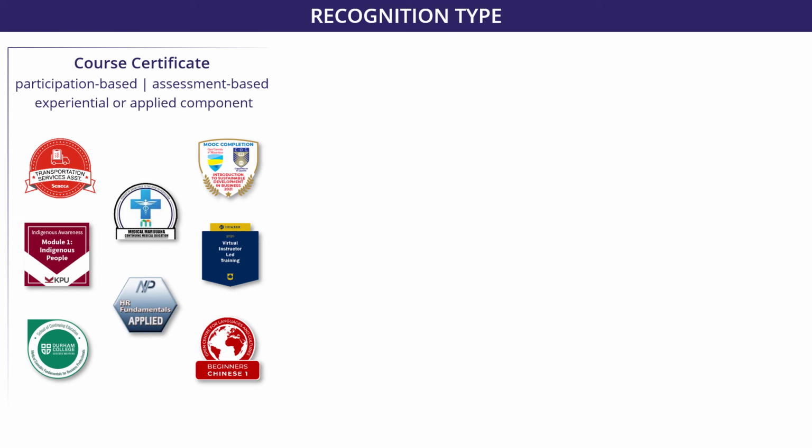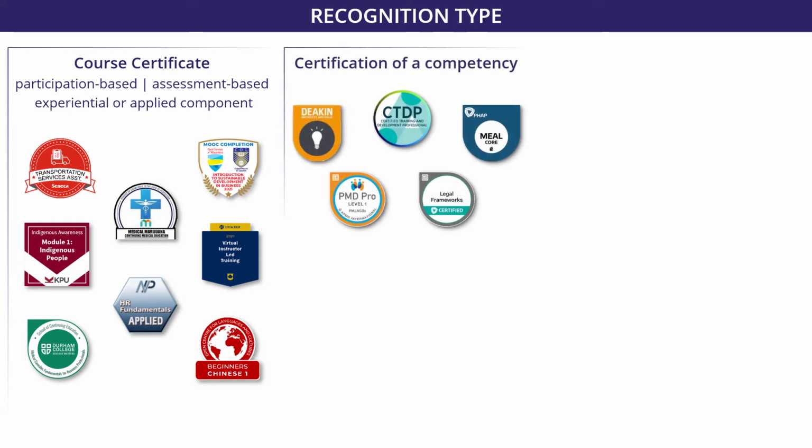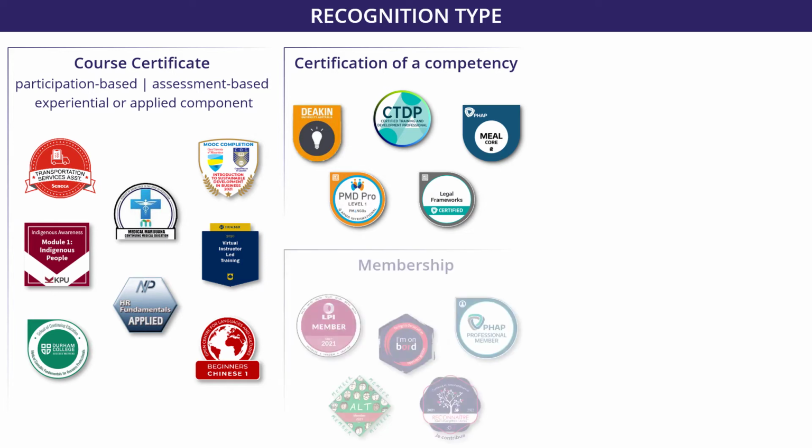So there's different kinds of things you're recognizing. In many cases, it's take a course, earn the credentials. So you see some examples of that here. It could also be the certification of a competency. By that we mean it's asserting that this person can do this thing regardless of the journey they took to get there. So it's not linked to course outcomes. It basically just says this person can do this thing.